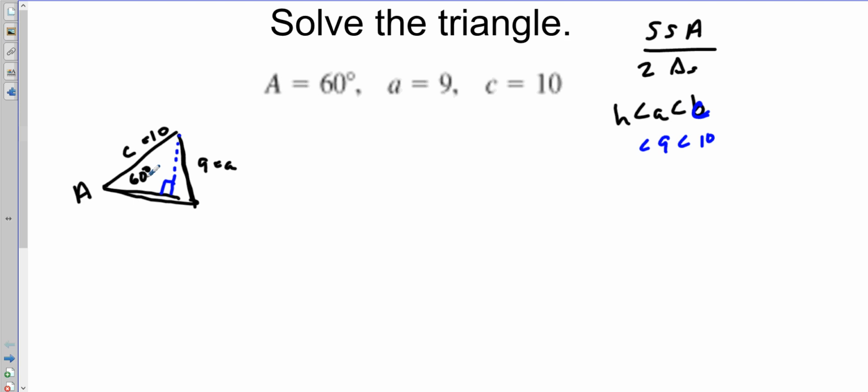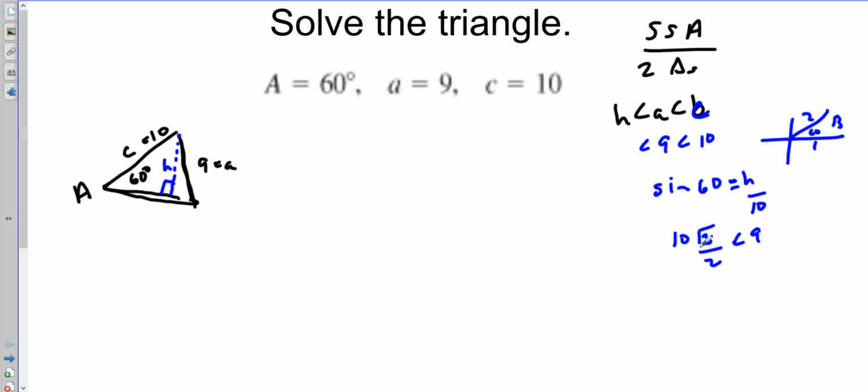Let's find out what that other value is. From here, we can take the sine of 60, which equals H over 10. So H equals 10 times the sine of 60. 60 degrees, if you recall, is right here: the sides are 1, square root of 3, and 2. The sine is going to be square root of 3 over 2. The question is, is it less than 9? 5 square roots of 3, with the square root of 3 being about 1.7, so yes, it is going to be less than 9.